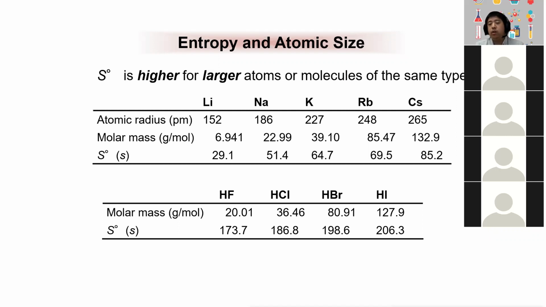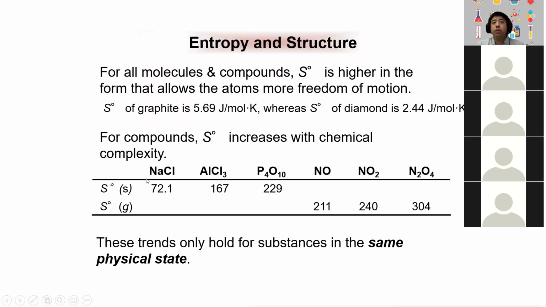They kind of attract to each other. A lot of things are moving at the same time. So when things get more complicated, the larger the atom, the more complex the compound, the more things are happening, and the more entropy. Same thing with structure. Again, more complex, higher entropy.